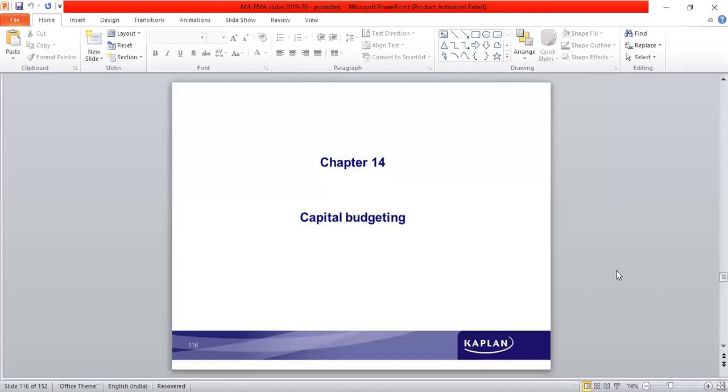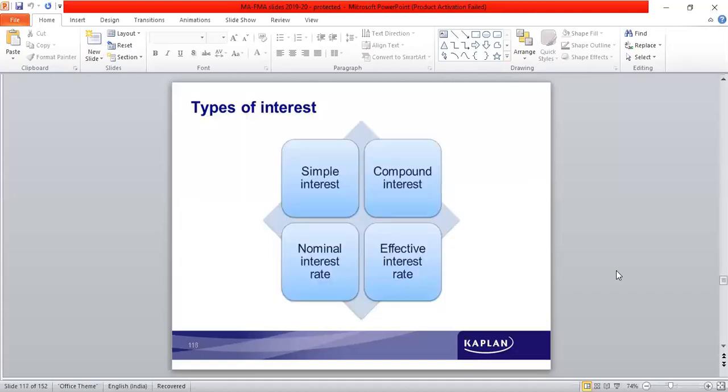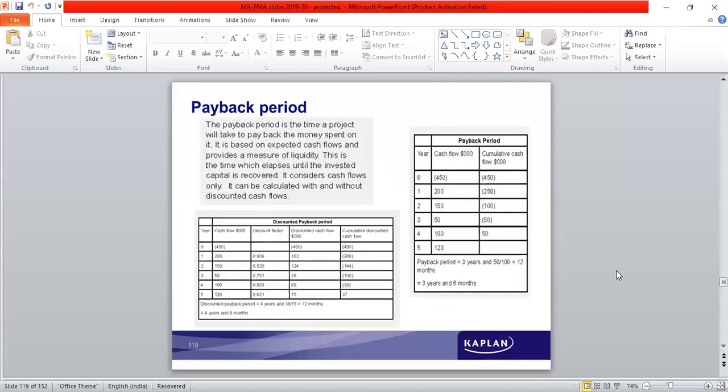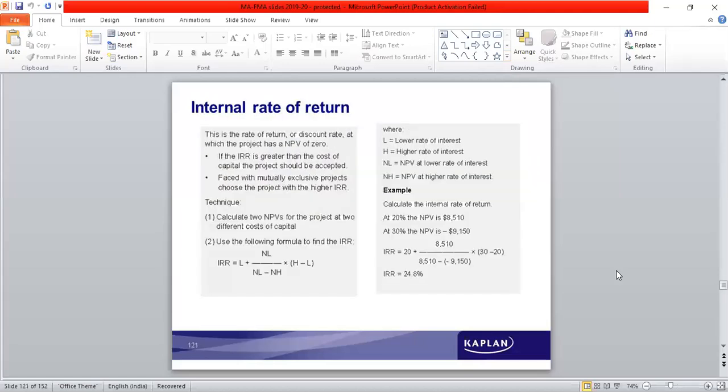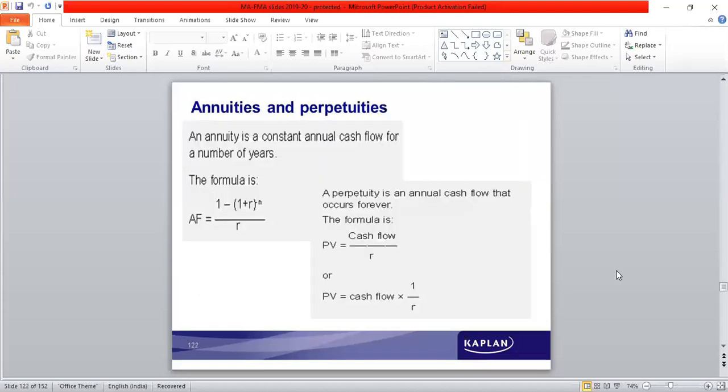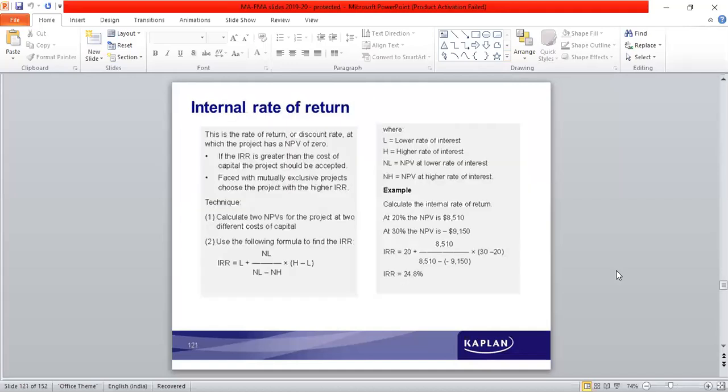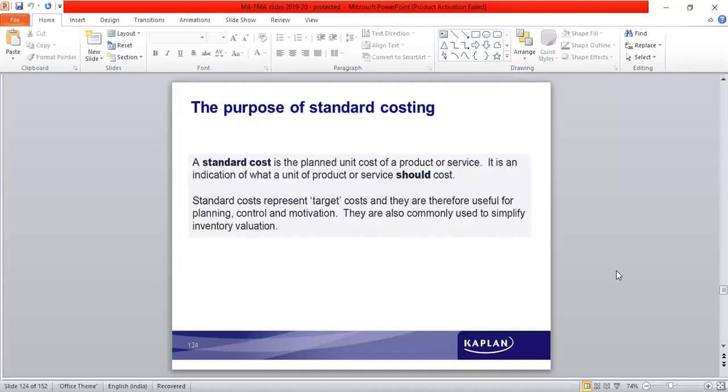After this, the techniques which are available, we have discussed, which are included in our syllabus. We have discussed payback period and the NPV, that is net present value. So today we'll take it up about internal rate of return and then understand. After that, we'll move to the next chapter, that is standard costing.